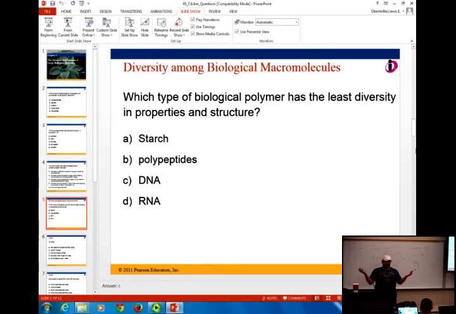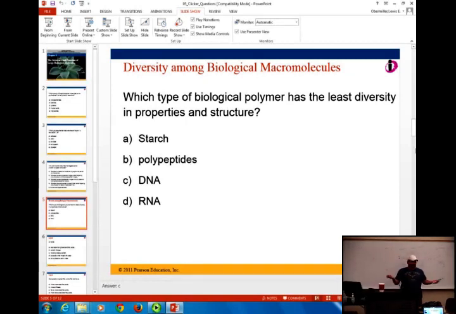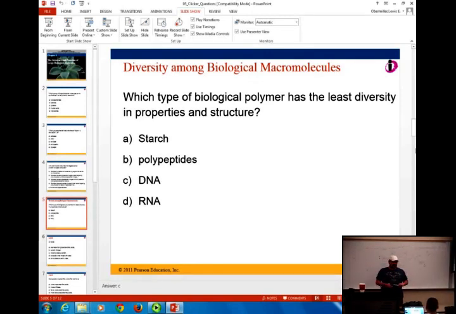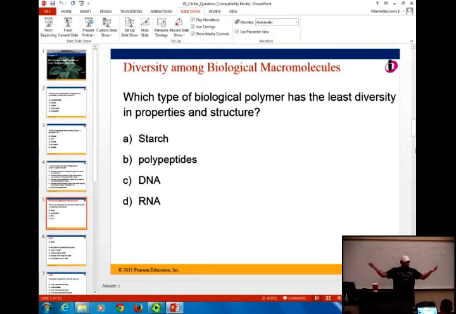So which one varies the most? Which one varies the least? Which is the most boring molecule up here? Starch, because all it is is glucose, glucose, glucose, glucose. It's the same, right? Just over and over again.